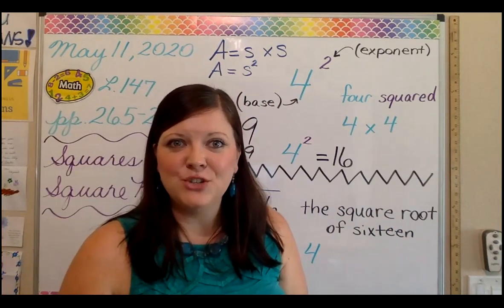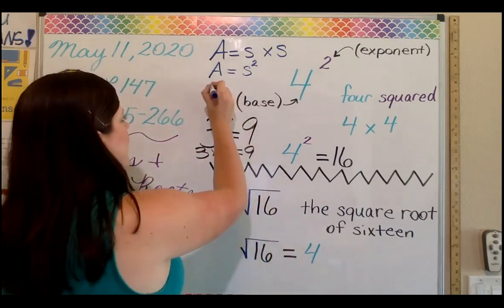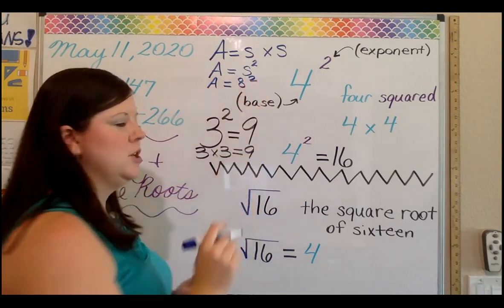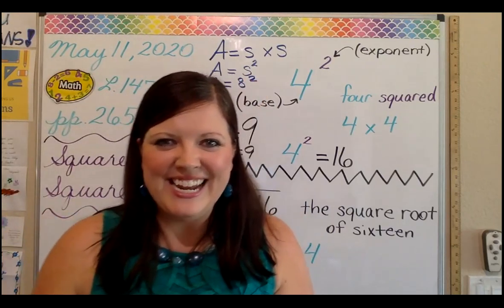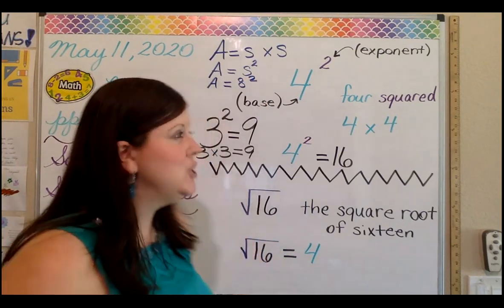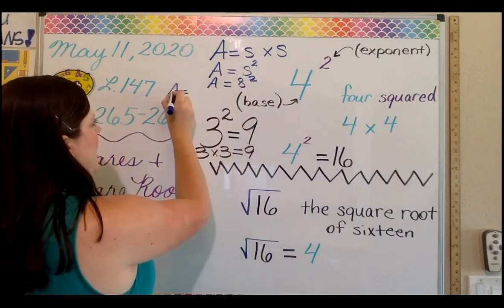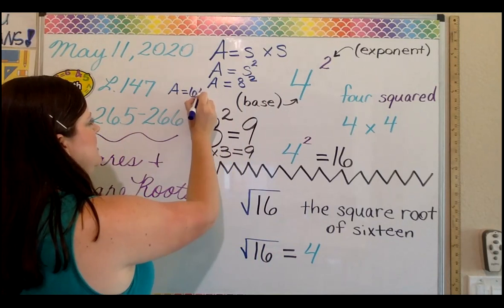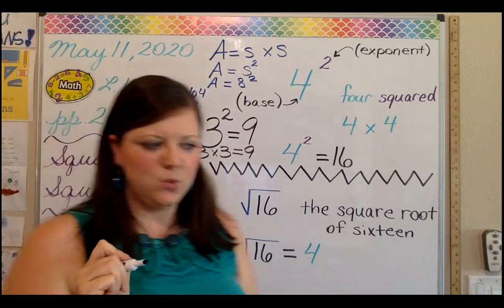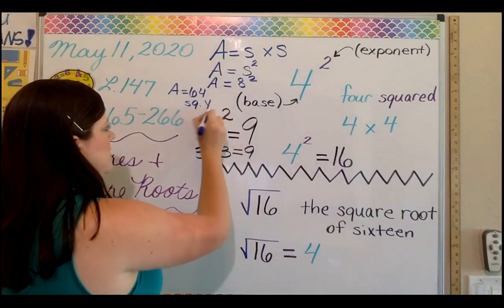Let's do that for this problem, please. One side is 8 yards. Area is equal to 8 squared. Students watching, what is 8 times 8? 64. So the area is equal to, oh, I'm going to slide over. Area is equal to 64 square, what? What is the measurement here? Square yards.